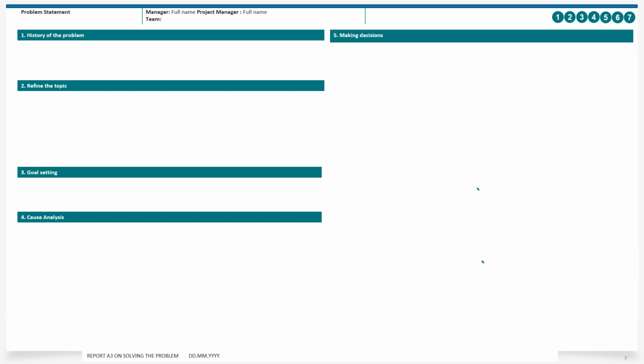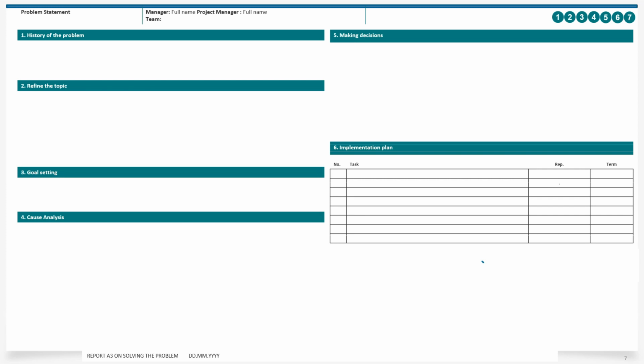Step 4, root cause analysis. This step focuses on identifying the underlying causes of the problem. Techniques such as the 5 whys or fishbone diagrams may be used to explore the different factors contributing to the issue. Step 5, solution development. In this step, potential solutions are generated through brainstorming or other creative problem-solving techniques. The team evaluates and selects the most promising solution to address the identified root causes.